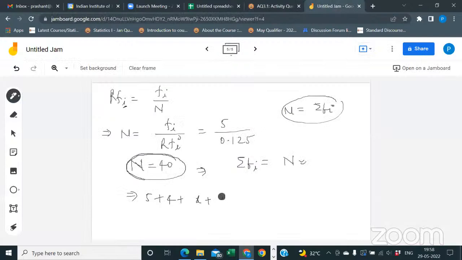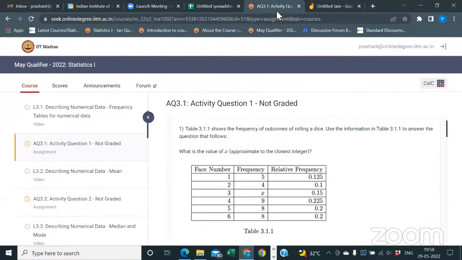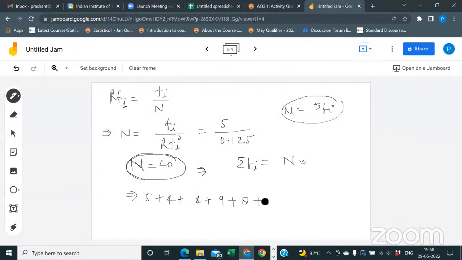5, 4, 9, plus x, plus 9, 8, and 8. This whole sum is equal to 40. Now it will be 9, 18, and 16, which is 34. So it will be x plus 34 equals 40. Now x equals 40 minus 34, which is 6. So the value of x is 6.